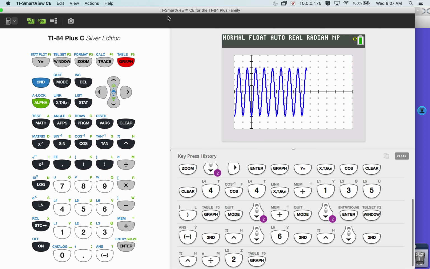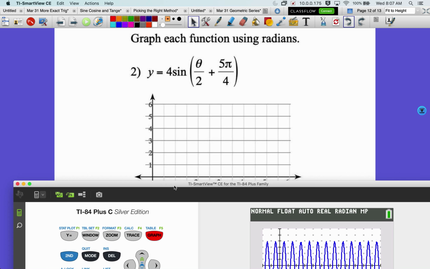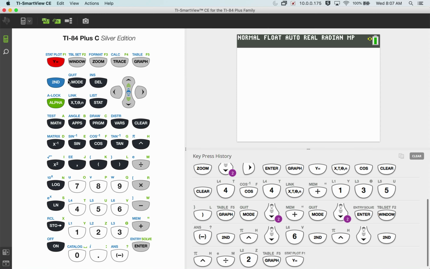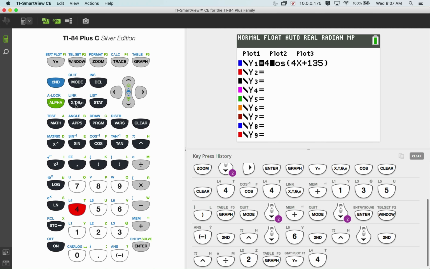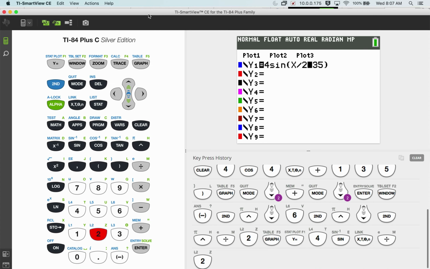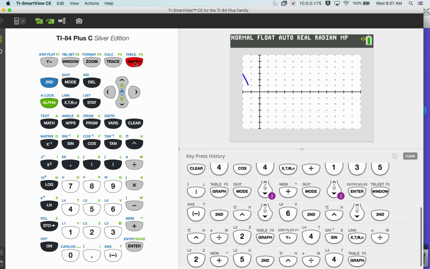So here now, the graph looks better, but this is still graphing my old function. I want to plug in these new numbers. 4 sine x over 2 plus 5 pi over 4. I probably needed to close that parentheses, but it's looking okay.